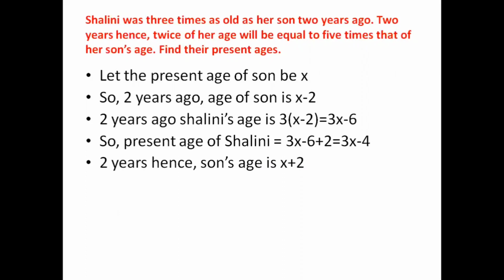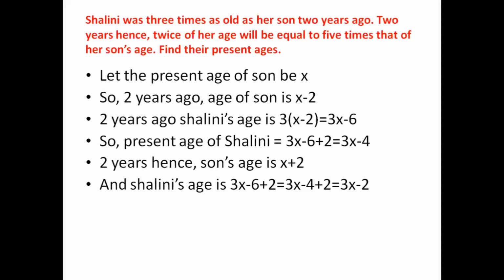So 2 years hence, now we'll have to find out the expression for 2 years after. So 2 years hence, son's age is x plus 2. Why x plus 2? Because present age is x, and we have to find out the age of son after 2 years. So we'll add 2 years in present age. So we will get x plus 2. The same way we will get Shalini's age after 2 years. Current age is 3x minus 4. So when we add 2 years to show her age after 2 years, we will get 3x minus 2.